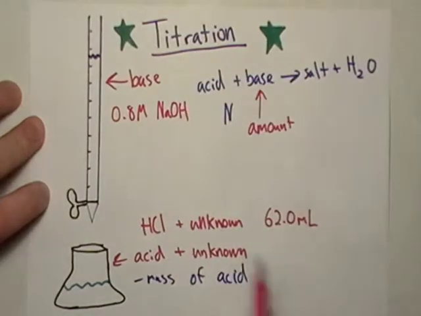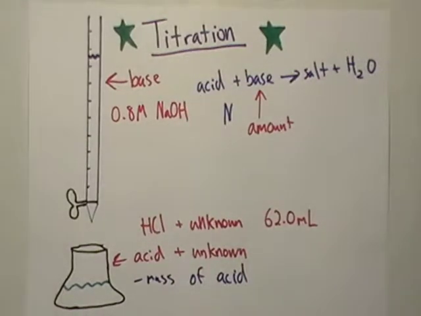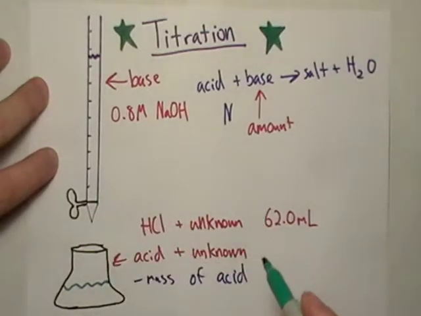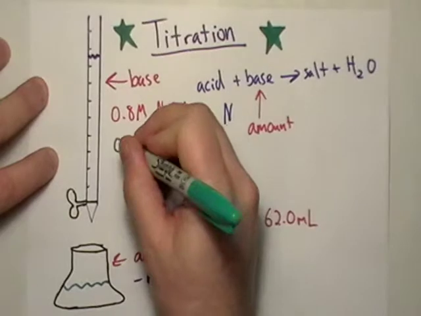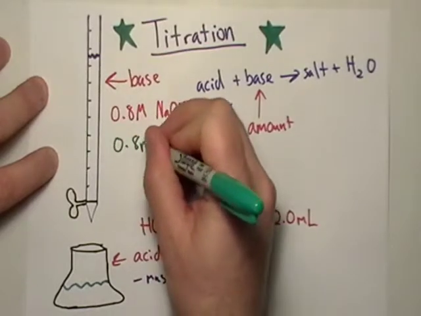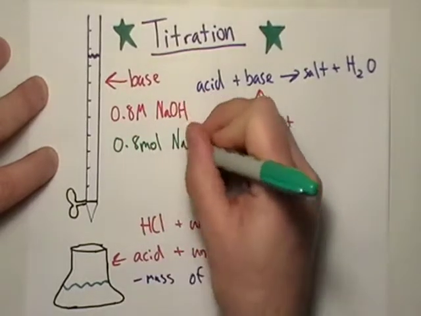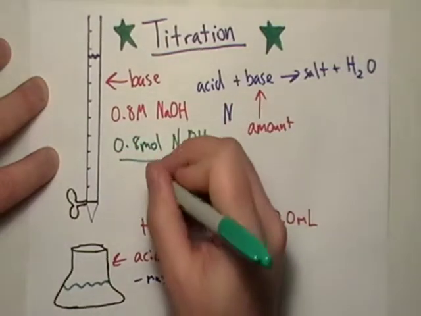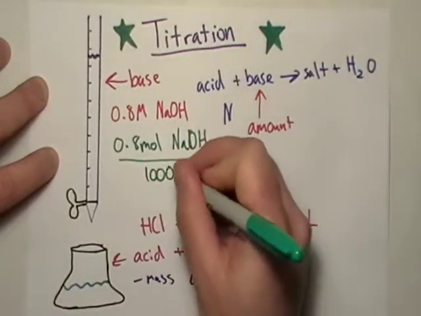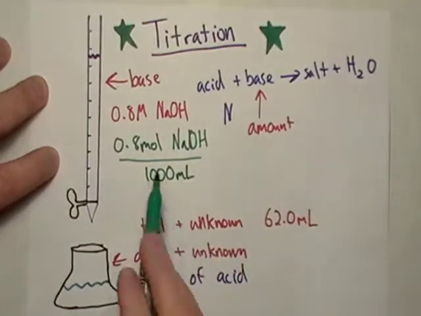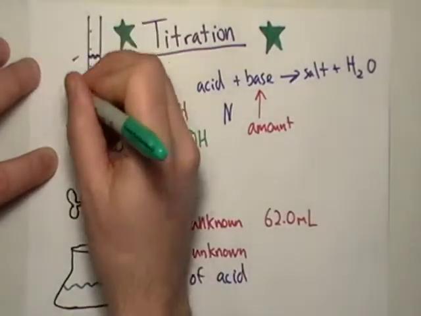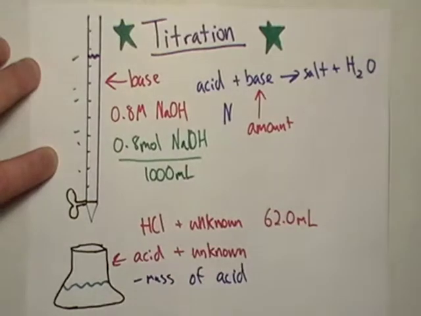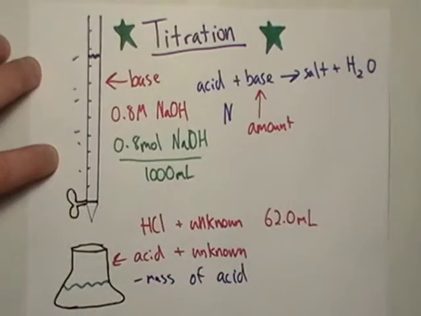Okay, that's a base. And going back to your stoichiometry and concentration, you'll know that this just means 0.8 moles of sodium hydroxide per 1 liter. But I'm going to write 1,000 milliliters. That's a liter, but usually for what we do, all our stuff is going to be measured in milliliters. We're not going to use huge amounts. So you can go ahead and do that.